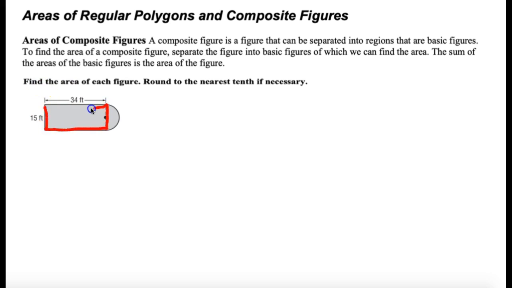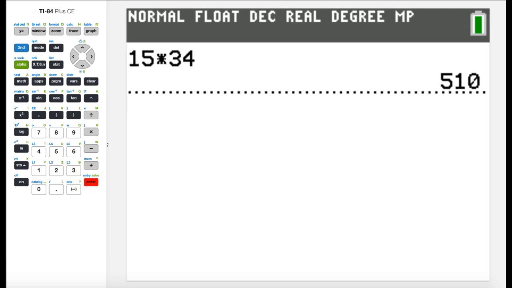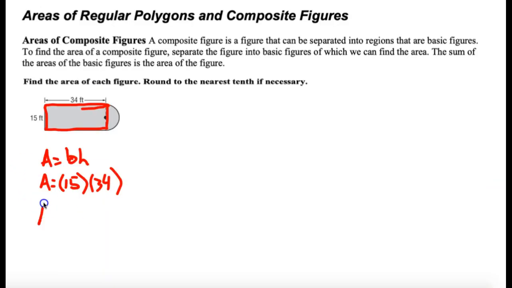The rectangle in red here. We know that the area of a rectangle is base times height. We have both the base and the height. So the area is going to be 15 times 34, and 15 times 34 is 510. So the area of this rectangle is 510.